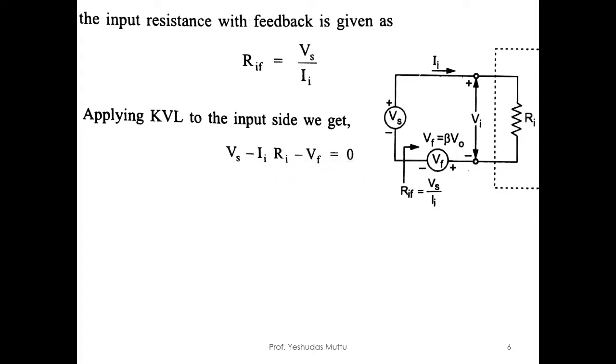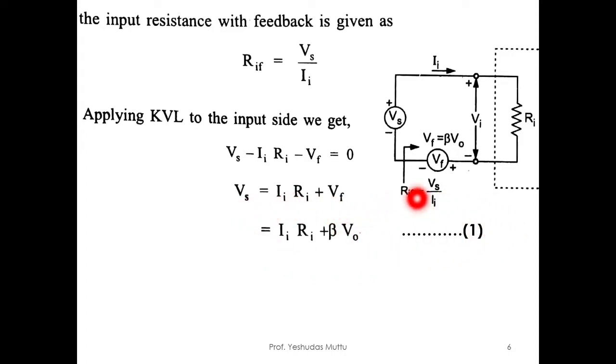Rearrange the terms and get me Vs. So it is going to be Vs is equal to II Ri plus Vf. But what is Vf? Vf is beta times V0. So I am going to substitute that, and let me call this particular equation equation 1.